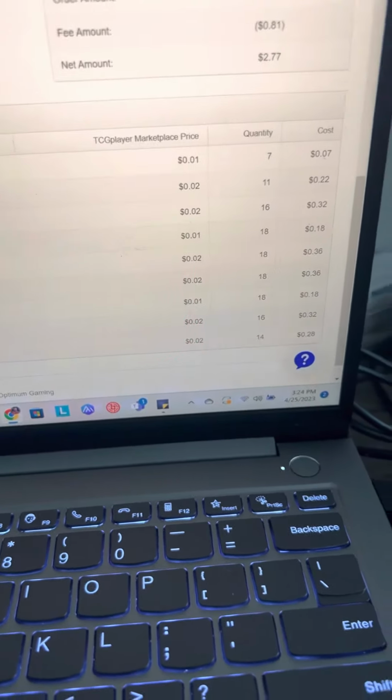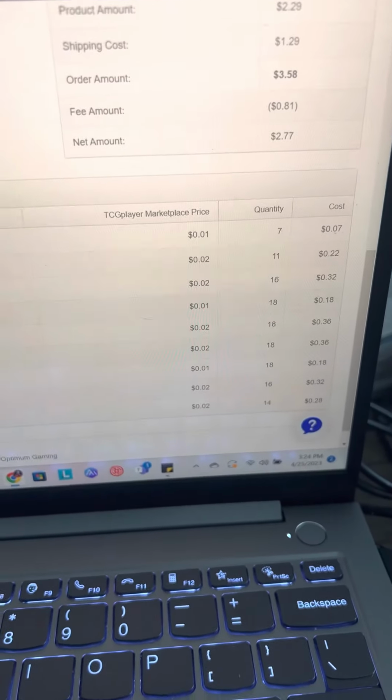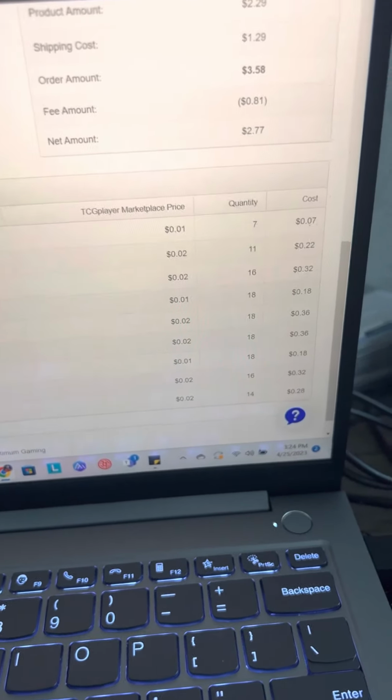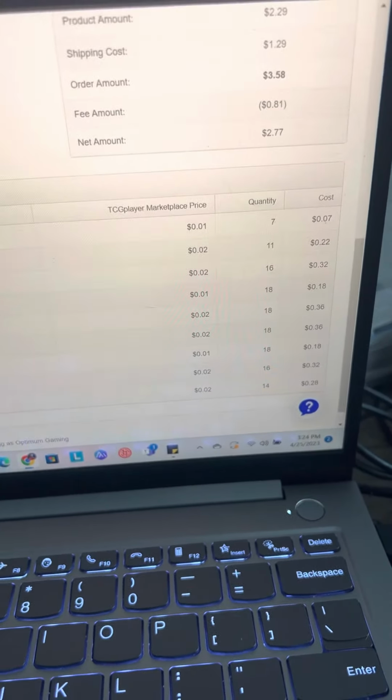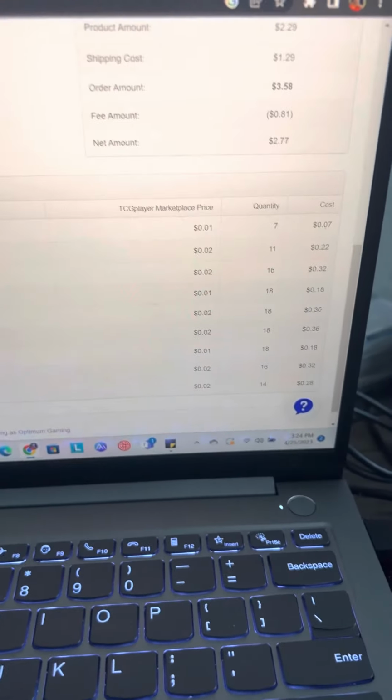And in what world does over 100 cards and the shipping is only $1.29? Doesn't make any sense. I don't know, but they don't listen. So, anyways, just my rant.